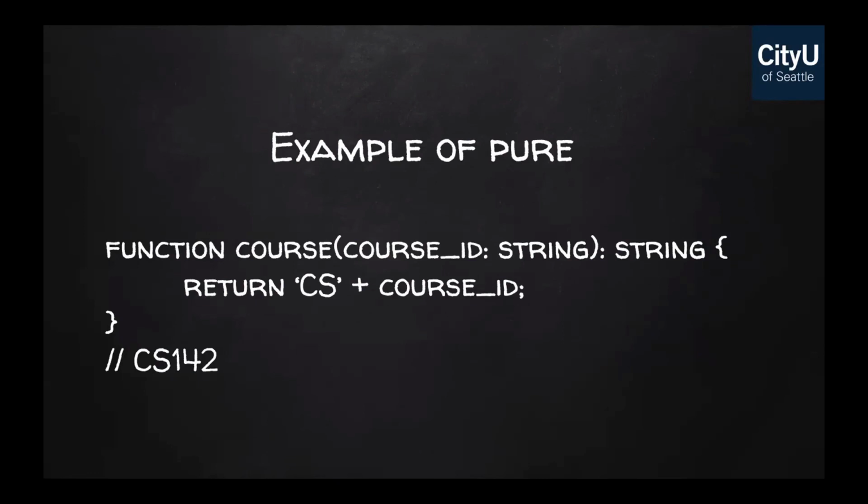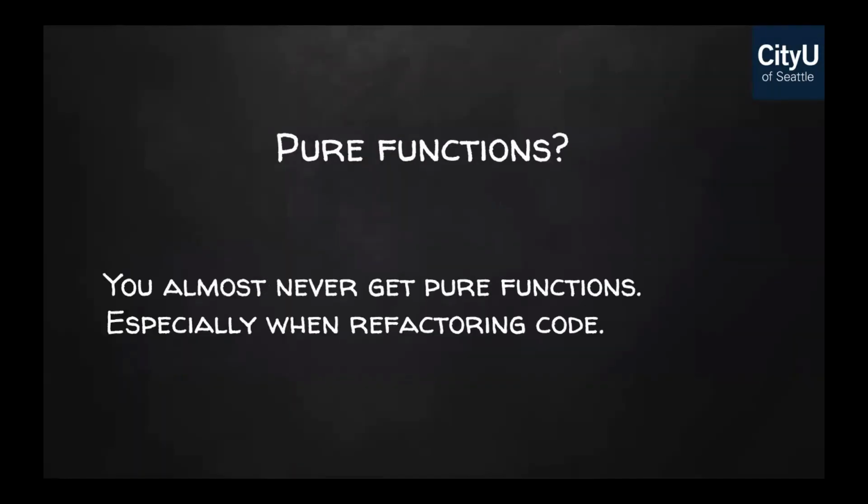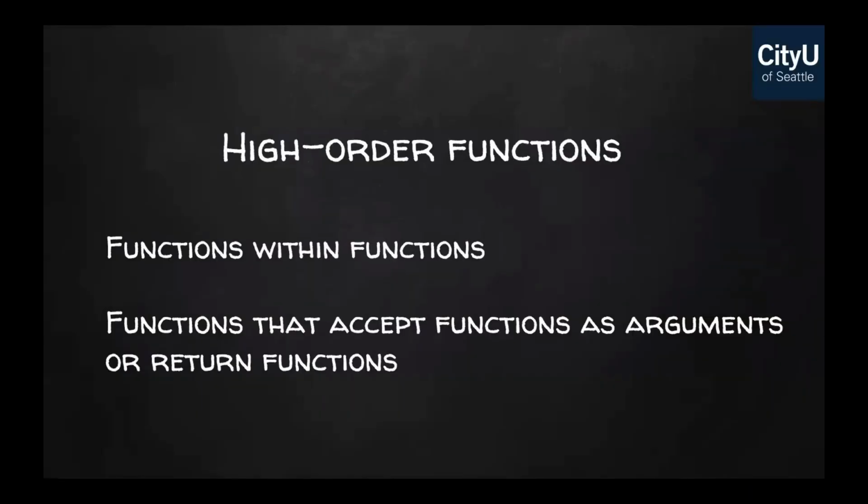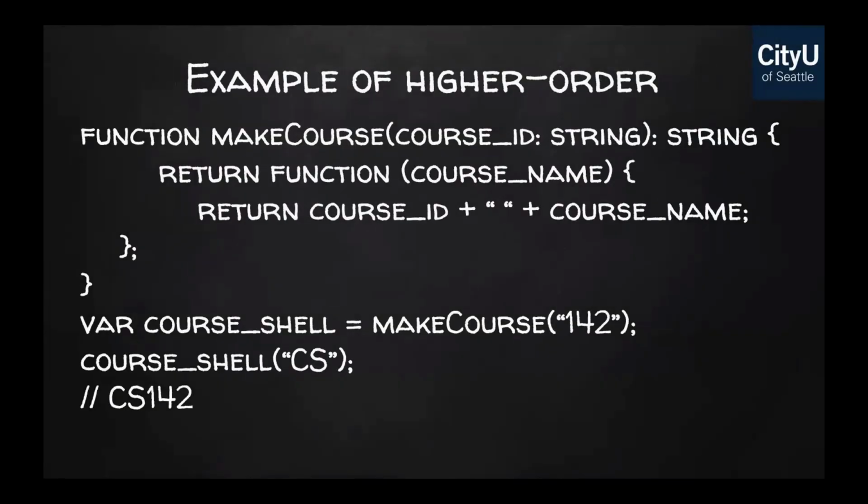Example of pure and impure functions. Again, I asked someone, you almost never get pure functions, especially when refactoring code, because that's just the way it is. Side effects: making HTTP requests, mutating data, printing to a screen or console, DOM query manipulation, using the random API, definitely that's random, getting the current time, it changes all the time. Higher order functions: functions within functions, functions that accept functions as arguments or return a function. We did that already, so we can skip that.